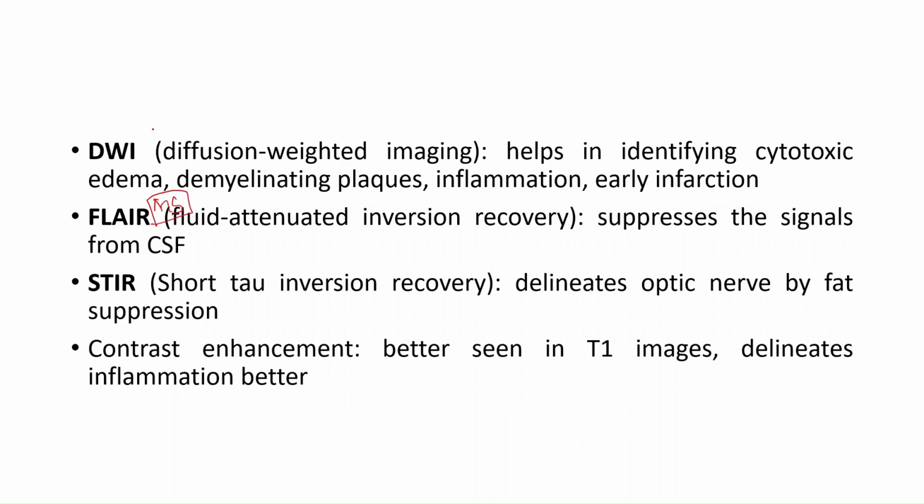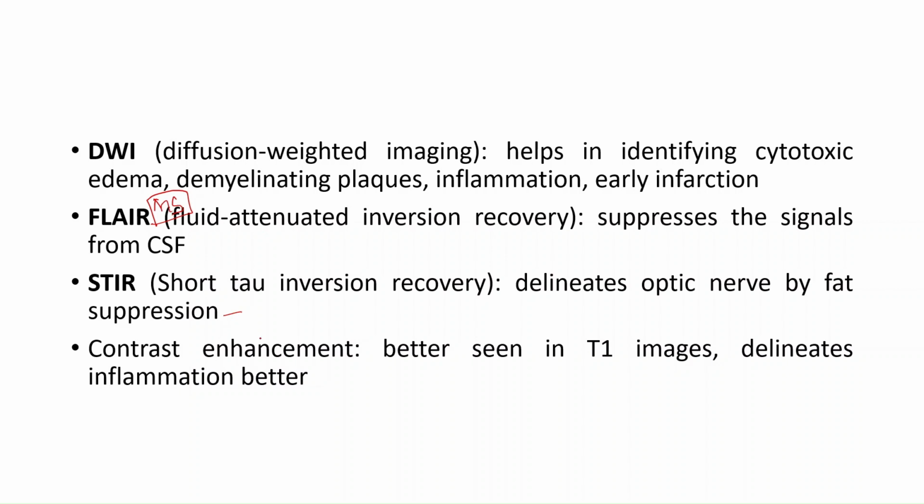So if a patient has optic neuritis and you want to pick up the white matter plaques on neuroimaging, you have to look for a FLAIR. You have to order a FLAIR sequence. What is STIR? Short tau inversion recovery. This delineates the optic nerve, especially the orbital one, by suppression of the surrounding fat.